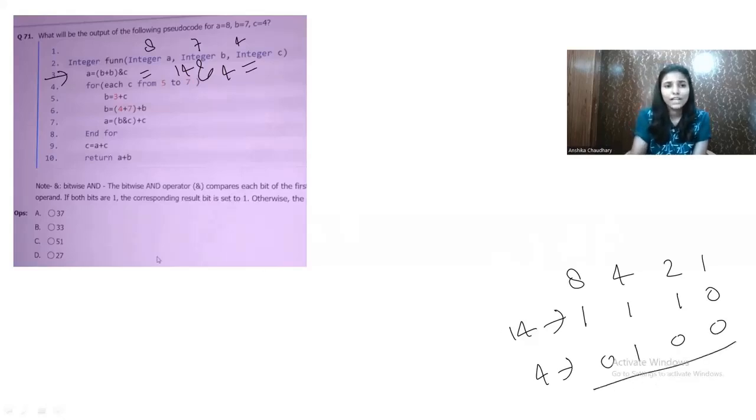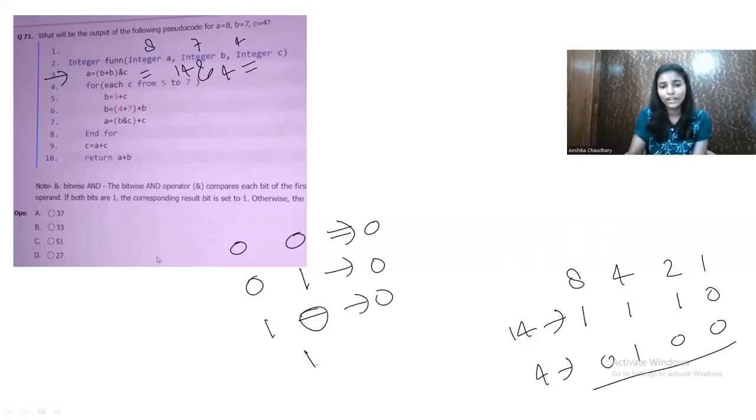Now we have to perform the AND operation. In 12th class physics we already learned how the AND operator works. If both values are 0, it returns 0. If one is 0 and one is 1, it also returns 0. If 1 and 0, it also returns 0. Only if both values are 1 does it give 1, right? So 1 and 0 gives 0, 0 and 0 gives 0, 1 and 1 gives 1, and 1 and 0 gives 0. So what is this? This is 4 only. So 14 and 4 gives the resultant 4.